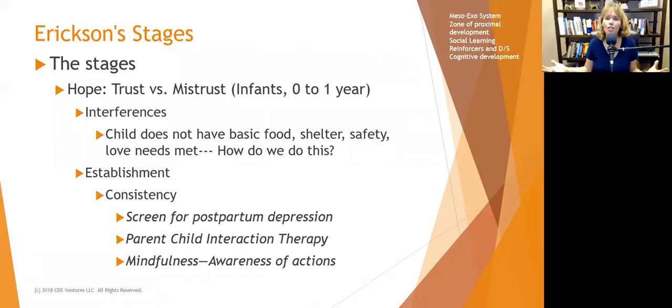So this is before the child can talk. The child can't get their own needs met. They can't change their own diaper. So we want to figure out how to make sure that the child feels safe and secure and loved.